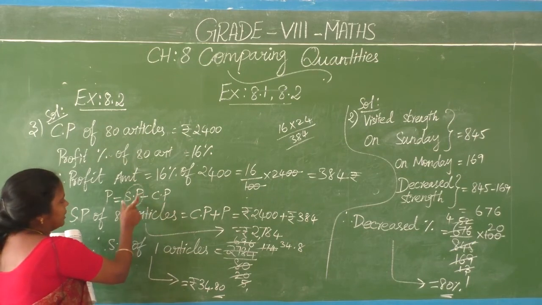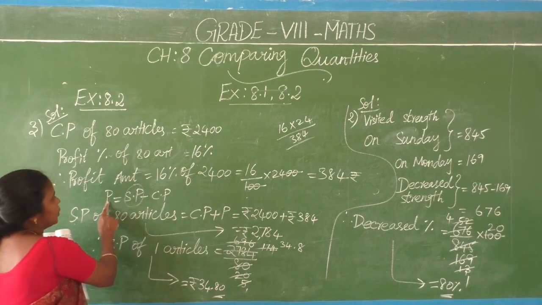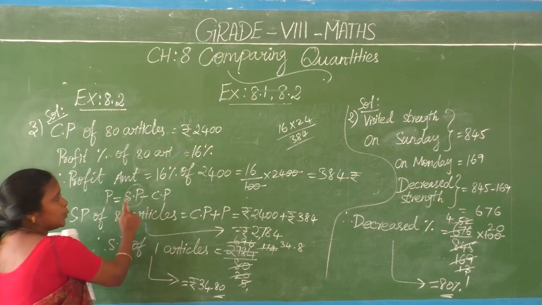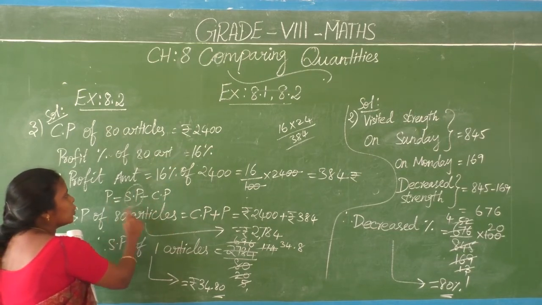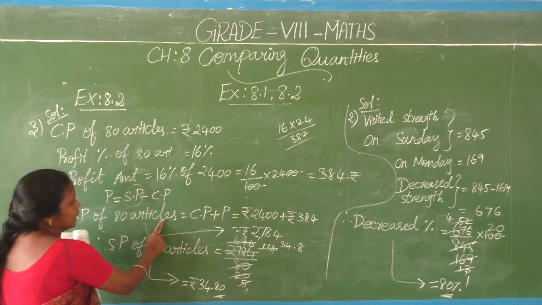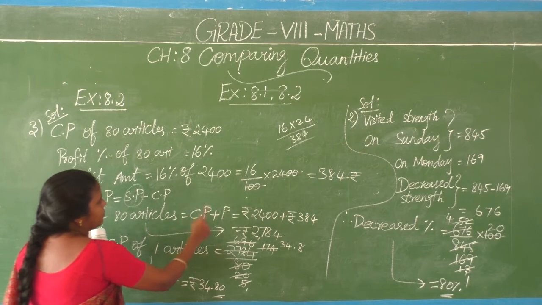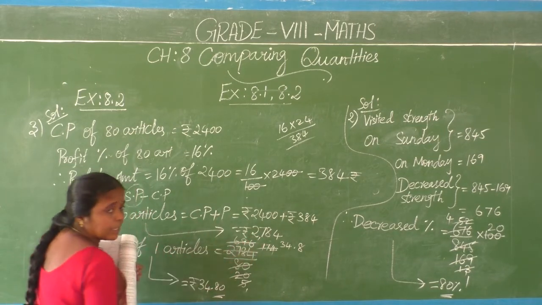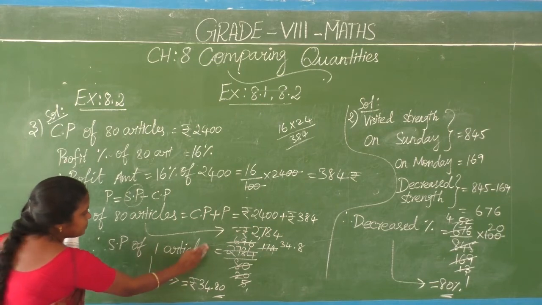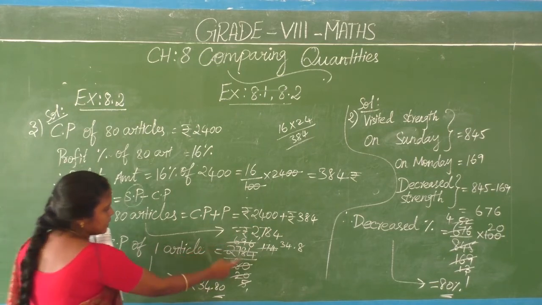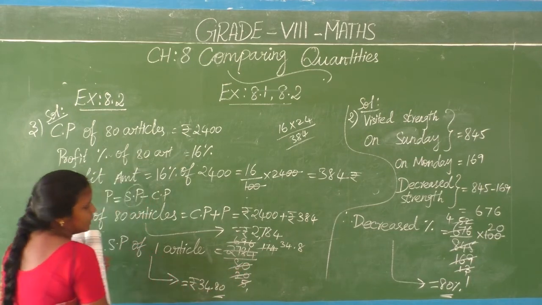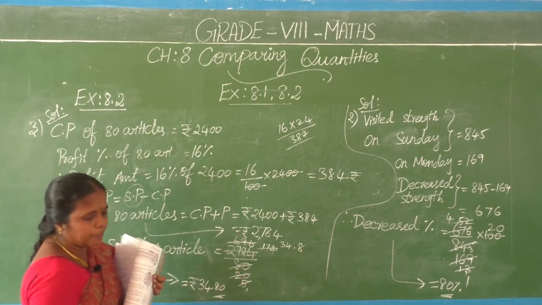So SP here: profit you know, CP also you know. So using them, how to find SP? If you add both, you will get that SP. So SP of 80 articles is equal to CP plus profit, nothing but 2784. Therefore, SP of one article is this divided by that, 2784 divided by 80, nothing but 34 rupees 80 paise. Understood?